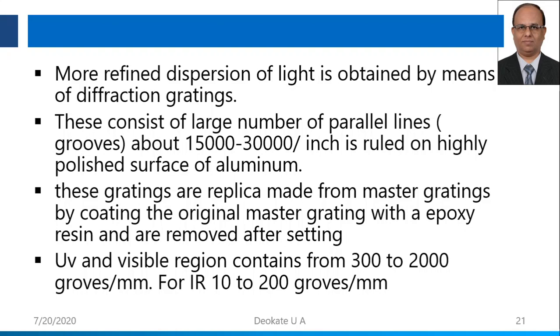Now this statement is very important. UV and visible radiation use 300 to 2000 grooves per mm. The number of grooves is higher in the case of UV visible radiation, whereas in the case of IR radiation, there are only 10 to 200 grooves per mm. So these are the different types of grating monochromators.